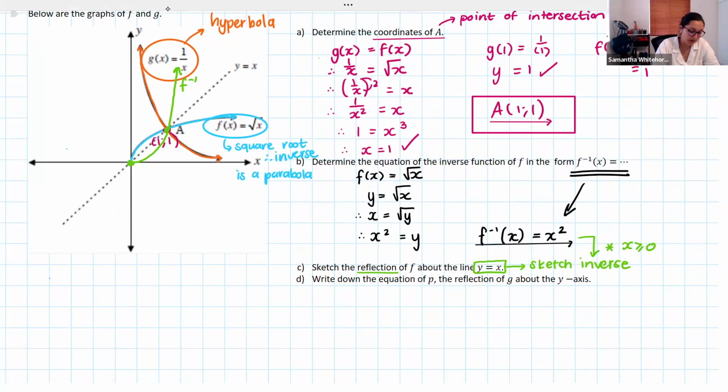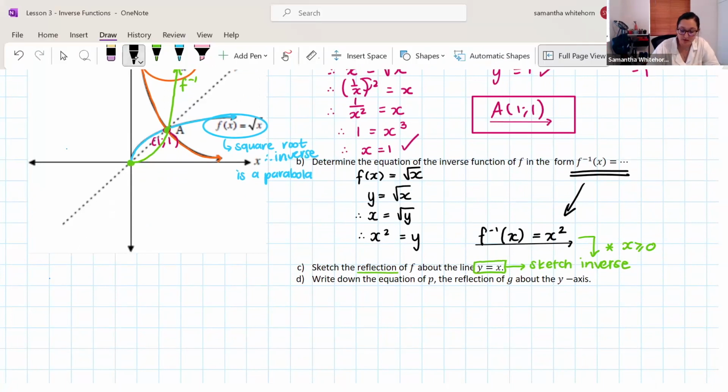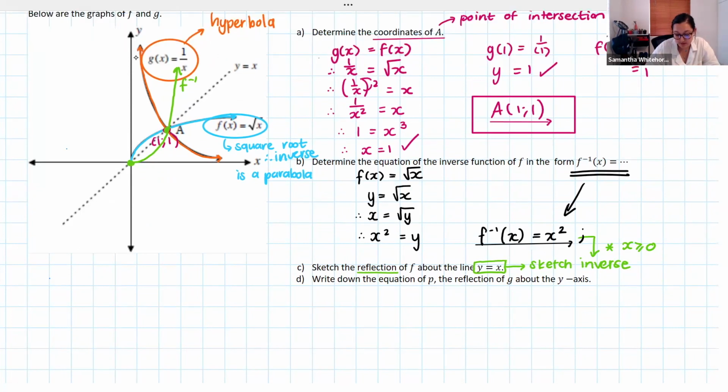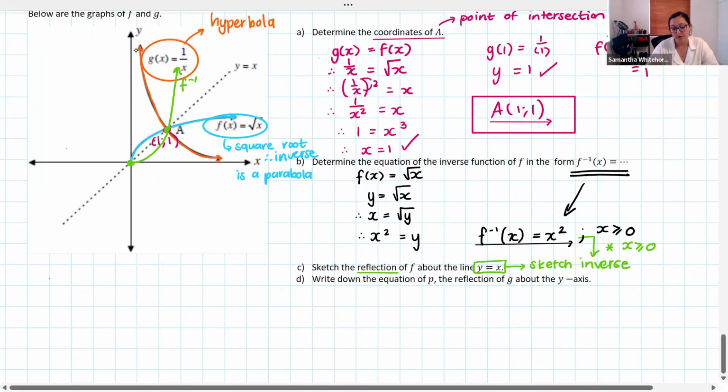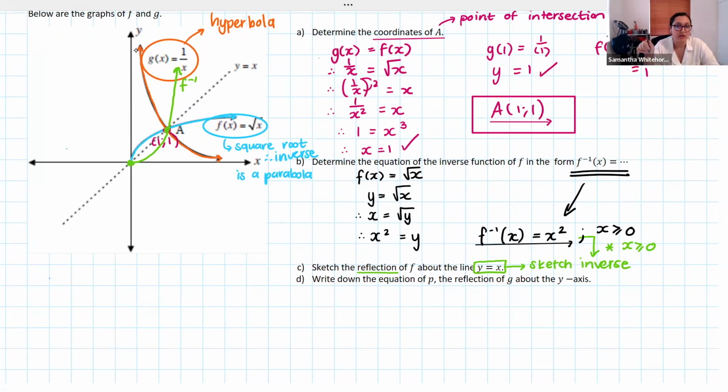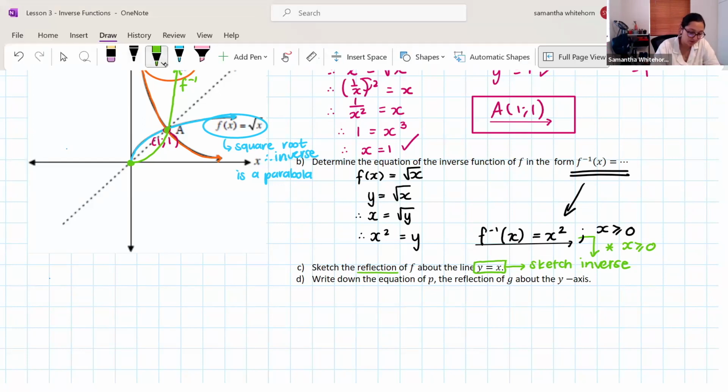Right, as I'm saying this, for our inverse function, we should actually have our restriction here as well of x greater than or equal to 0, because it's not the whole parabola, like I said. It is only where x is greater than or equal to 0. And so when you are finding an inverse equation and you have to consider the restriction, please do that.